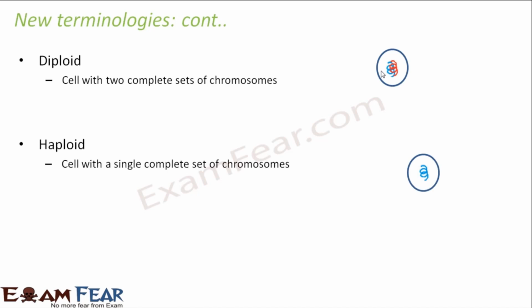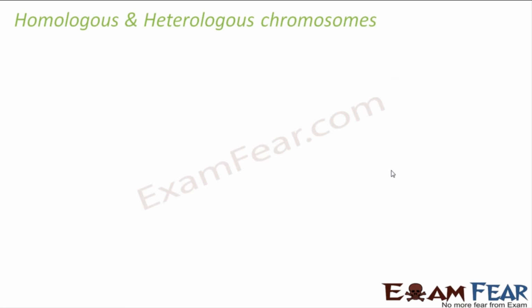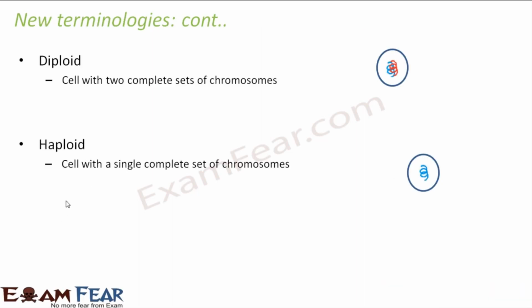Whereas a haploid cell is a cell with a single set of chromosomes. So here you have just one set. Examples of haploid cells would be the sperm cells and the egg cells, that is the gametes. Gametes would be the best example, because each of these gametes contains only one set of chromosomes. They do not exist in pairs. Right? But all other cells of the body, that is all the somatic cells, are examples of diploid cells.